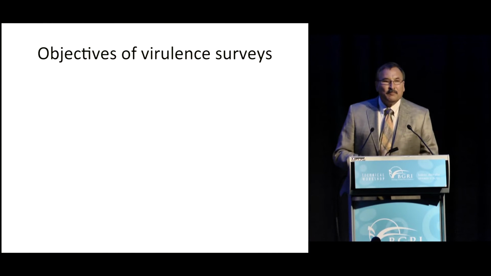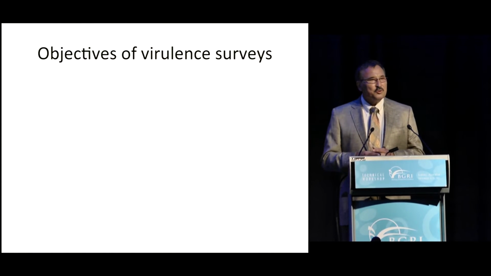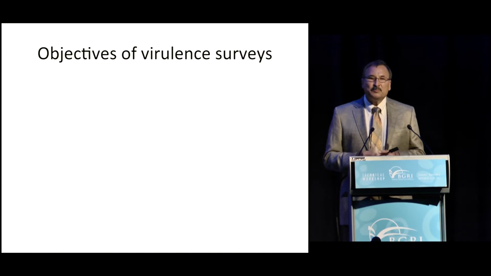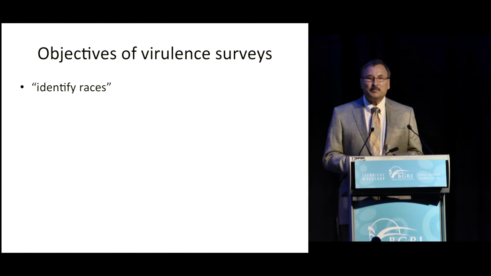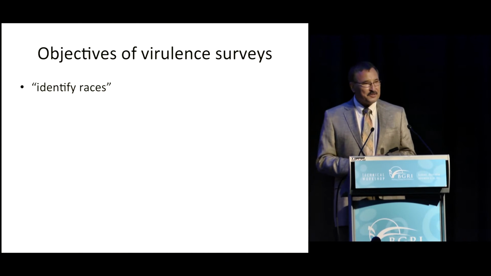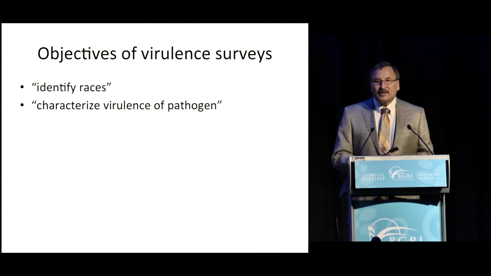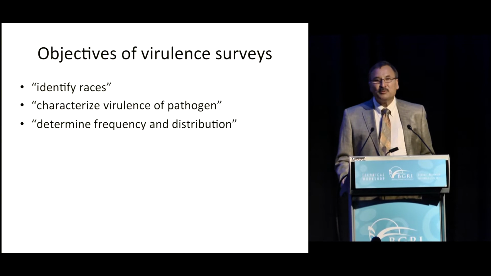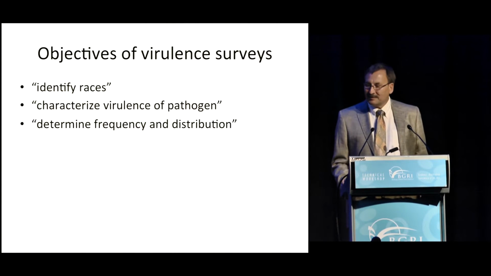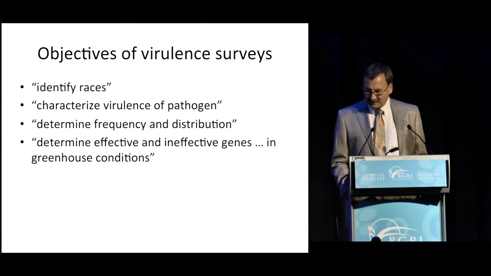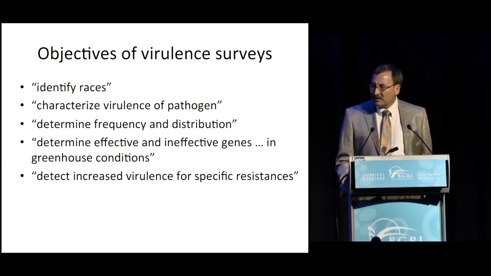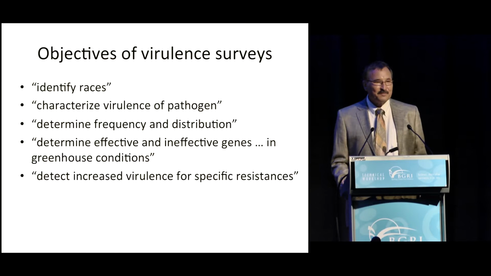Now, for the virulence surveys that were referenced in these two papers, I went back and looked at the objectives that the authors stated for doing those virulence surveys. And by far, the most common objective was to identify races. Other objectives included characterize virulence of the pathogen, determine frequency and distribution of virulence, determine effective and ineffective genes in greenhouse conditions, and detect increased virulence for specific resistances.